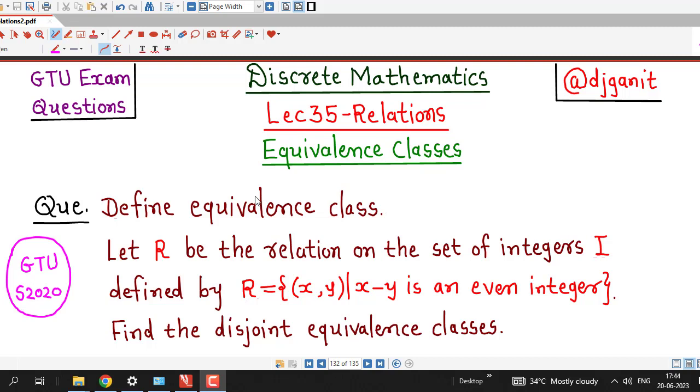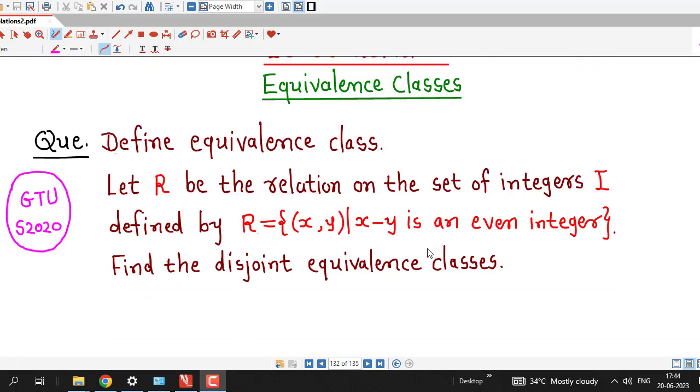In this lecture also we are going to discuss one more question on determination of equivalence classes. This question was asked in GTU Summer 2020 exam. Question is: define equivalence class.